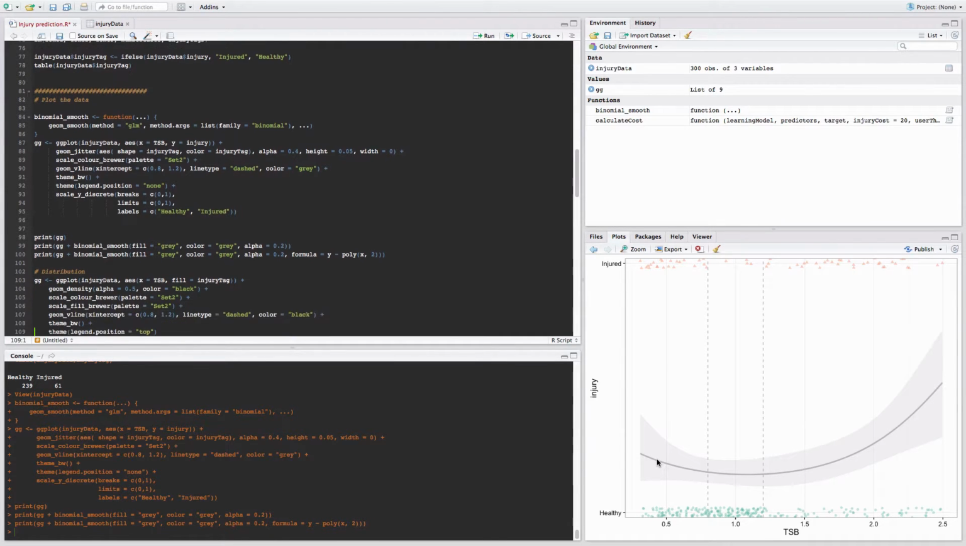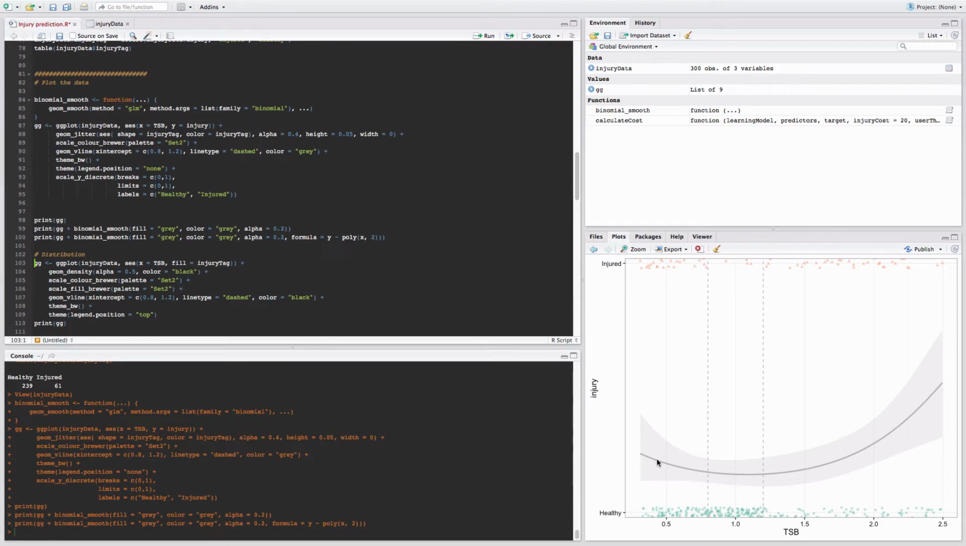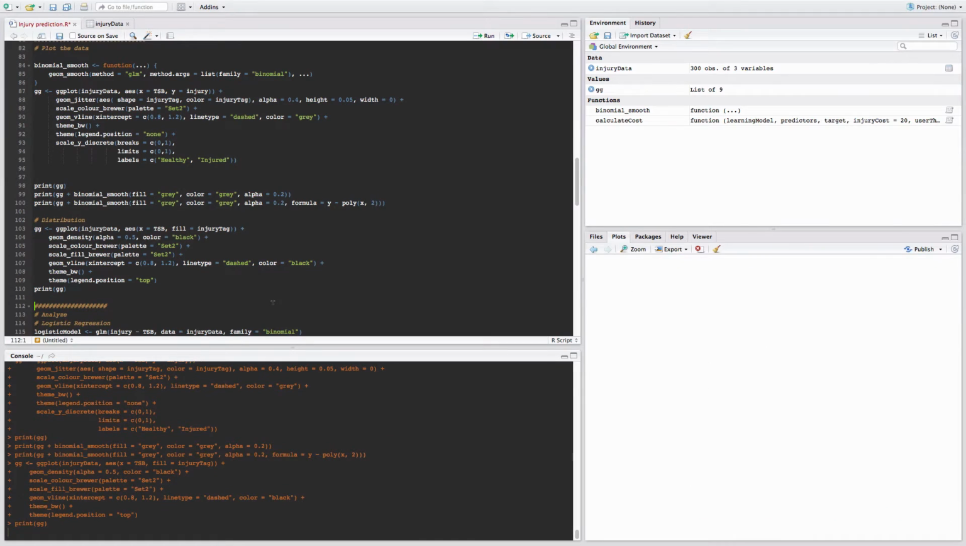Another way to plot this distribution is to divide the distribution based on healthy or not. So we want to plot the distribution of training stress balance first of all. That's probably going to look like a normal curve. So, distribution of training stress balance. But if we split that into healthy and injured athletes, we're going to get this.